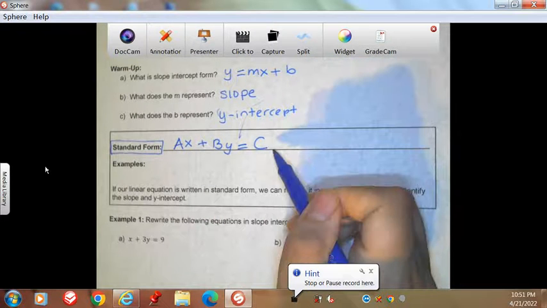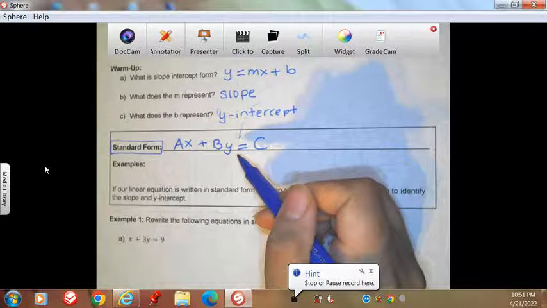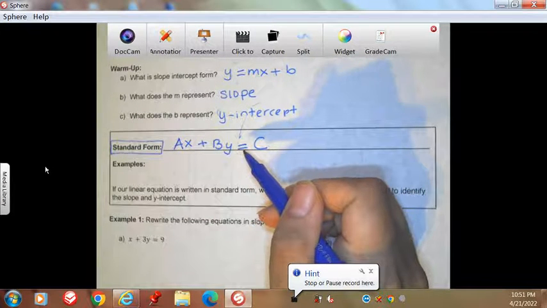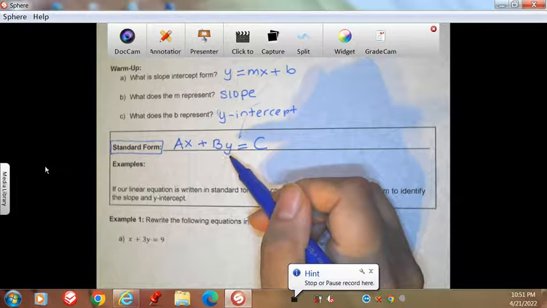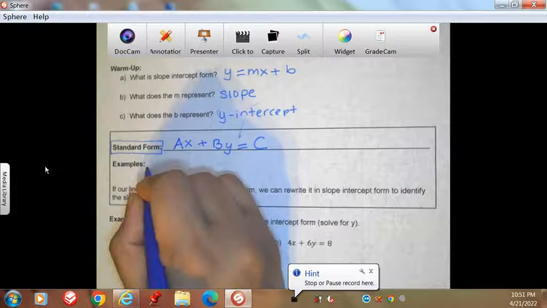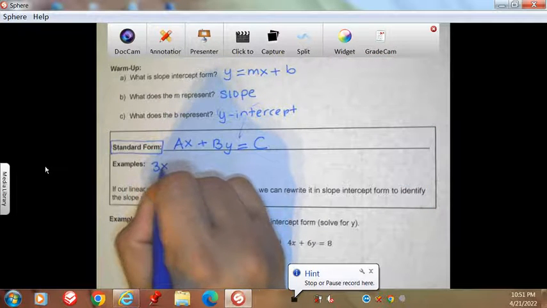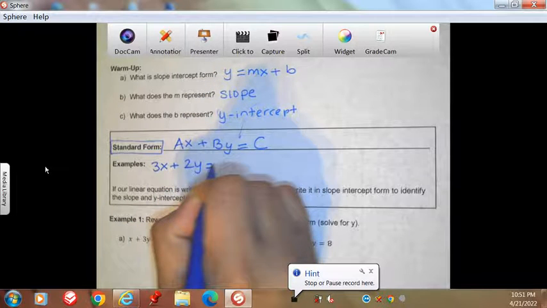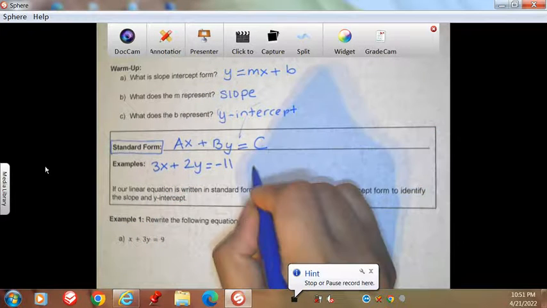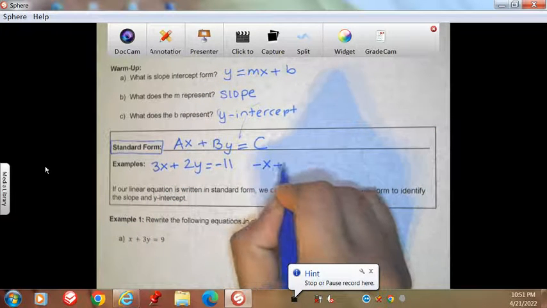So if someone asked, what's the slope of this equation? We wouldn't just know right off the bat. Same with the y-intercept. So here are some examples with numbers. You could have something like 3x plus 2y equals negative 11. I could have negative x plus negative 4y equals 7.